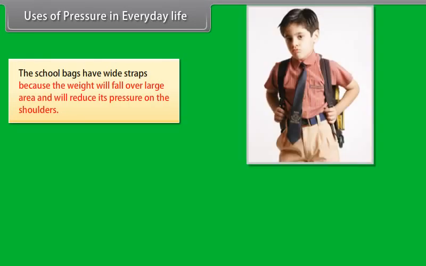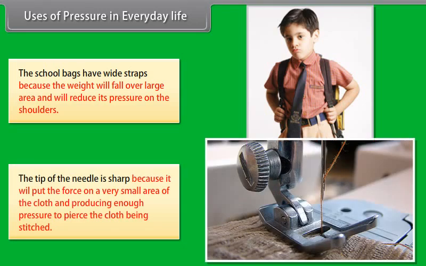Uses of pressure in everyday life. School bags have wide straps because the weight will fall over a large area and will reduce the pressure on the shoulders. The tip of the needle is sharp because it puts the force on a very small area of the cloth, producing enough pressure to pierce the cloth being stitched.